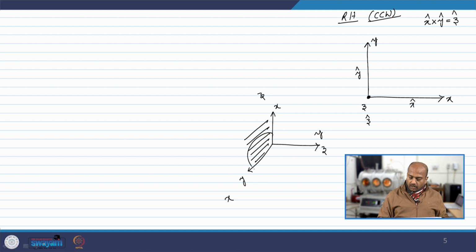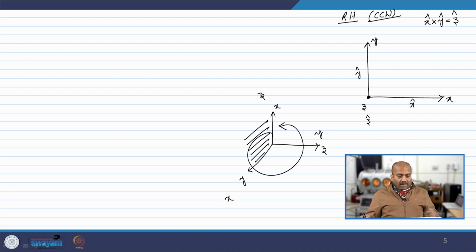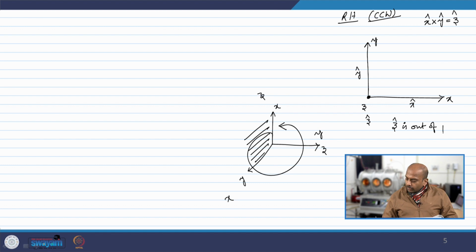So, the sense of rotation is important here. This is the right-handed coordinate system, right? Exactly opposite will be valid for the left-handed coordinate system, right? So, here z cap is out of page.